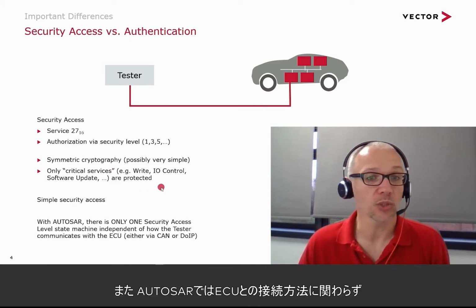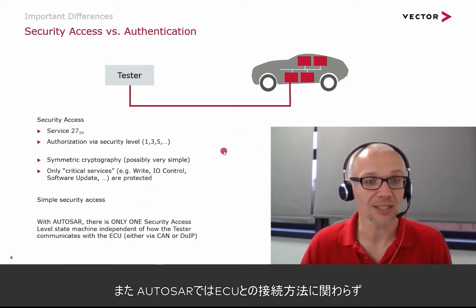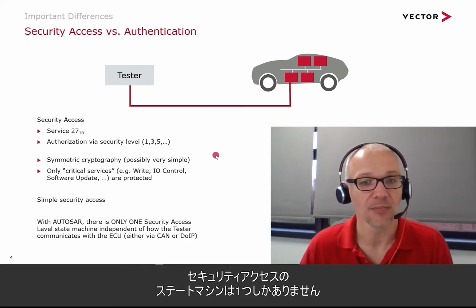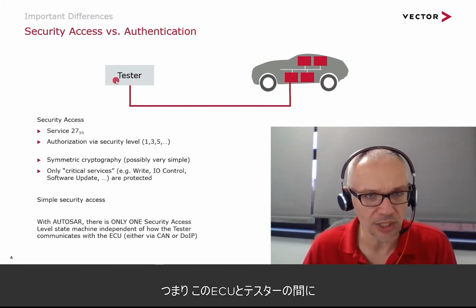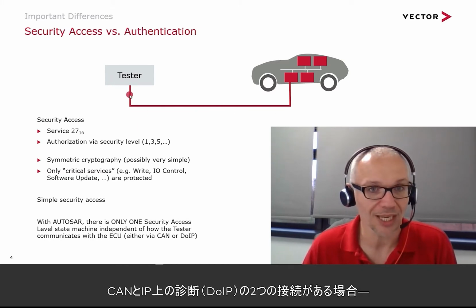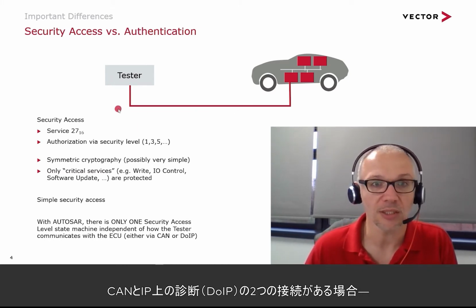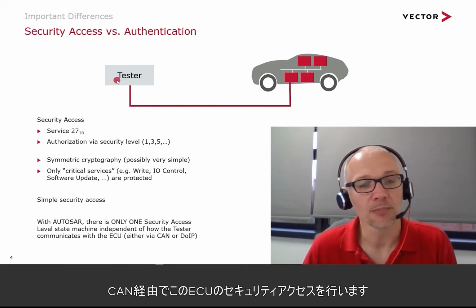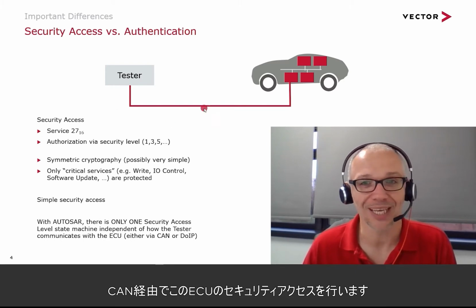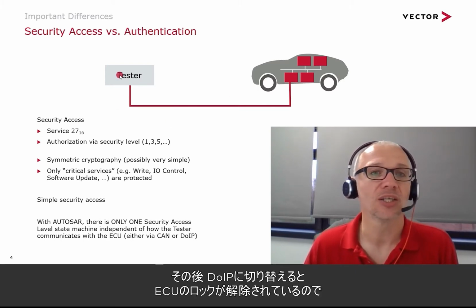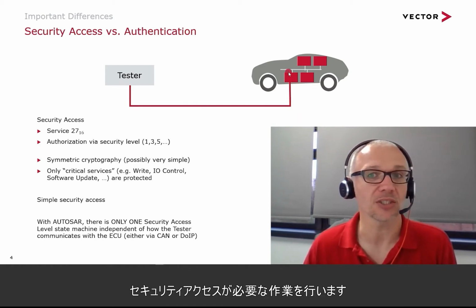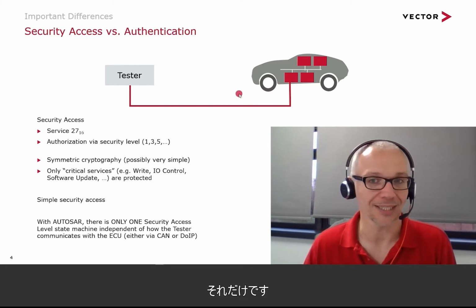And also within AUTOSAR, there's only one security access state machine independent of how we're connected to the ECU. So if we consider that I have two connections between this ECU and my tester, so I have one which is CAN and one which is Diagnostics on IP, DOIP, I can authenticate on CAN, I can do security access on CAN with this ECU, and then I can switch to DOIP and I can do things that need security access because the ECU has been unlocked, and that's it.